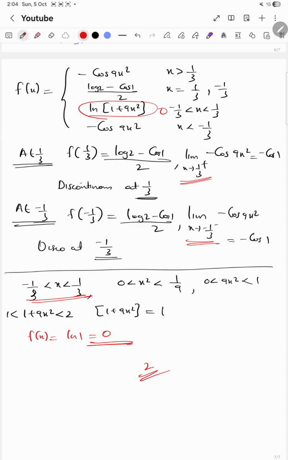That's it. You can solve it very fast. I have explained all the steps, that's why it took this much time.